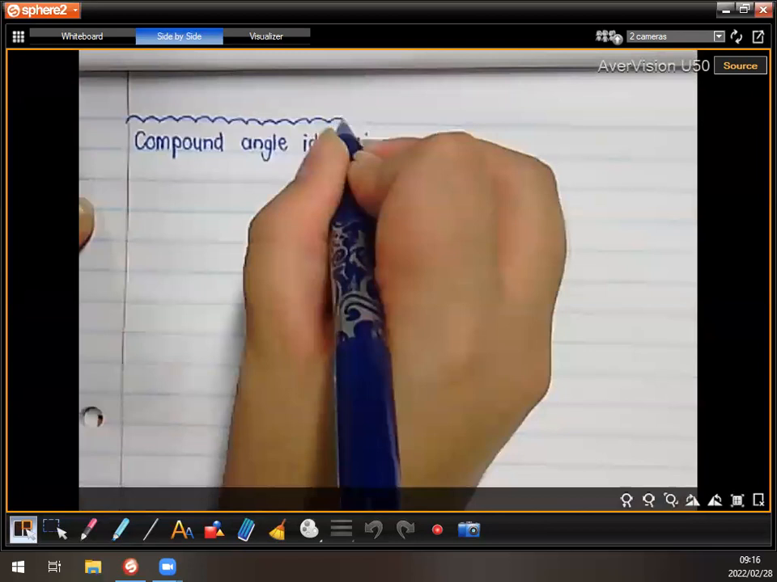Okay. Right, so compound angle identity. You can write that down if you're heading.